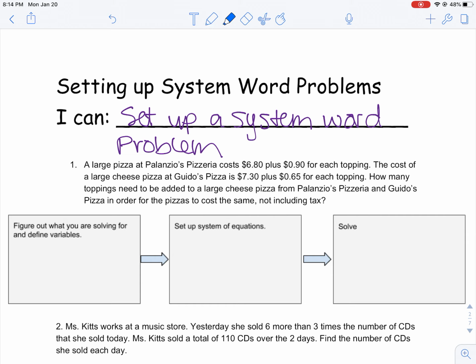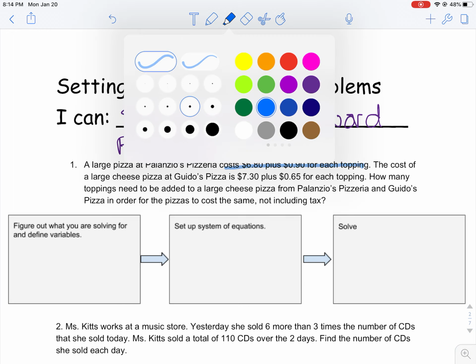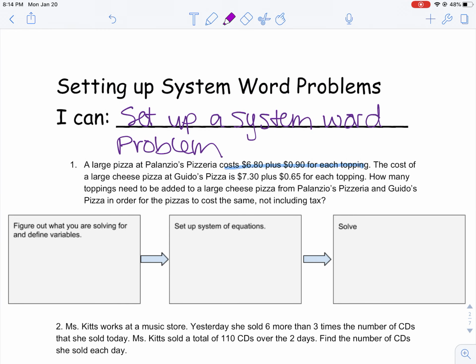So the first thing that I would do is start highlighting some of your clue words. I'm going to make everything that deals with Palazzo's the same color. So I'm going to say $6.80 and then 90 cents for each topping. I'm also going to make everything for Guido's Pizza the same color as well. So I'm going to highlight those in purple.